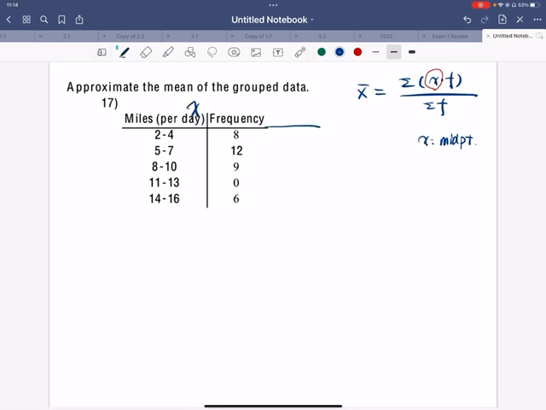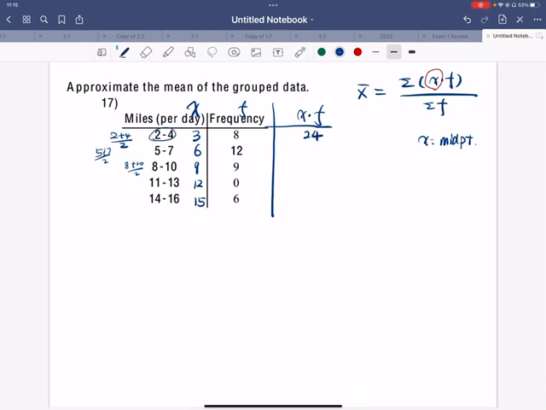We mark X. Midpoint for 2 and 4, we will use 2 plus 4 over 2, that is 3. For 5 to 7, the midpoint is going to be 6, right? 5, 6, 7. Otherwise, if it's hard to find, we use 5 plus 7 over 2, then 8 plus 10 over 2 for the next one. Those are the midpoints, and we have the frequencies. We're ready to move on to the parentheses, where we have X times the frequency.